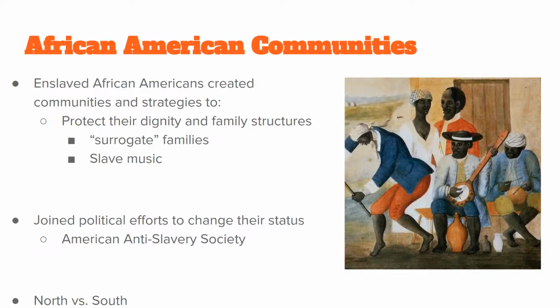Now, African American communities are going to start to develop even under slavery, because they're trying to work and develop strategies to protect their dignity and their family structures. Often they created surrogate families when a slave was sold, because sometimes they would break up nuclear families like mom, dad, kids. They'd break those families up by selling slaves at auction or by the death of slaves. And so they'd create these surrogate families, which are families that they're creating among the people around them, to try to, again, protect that dignity.